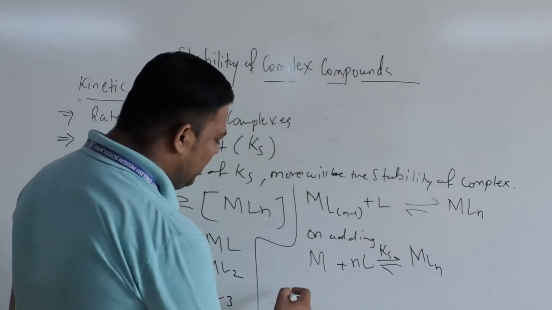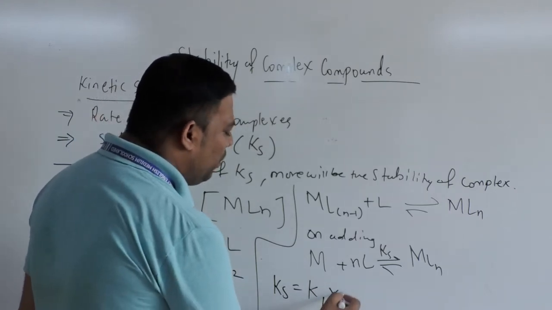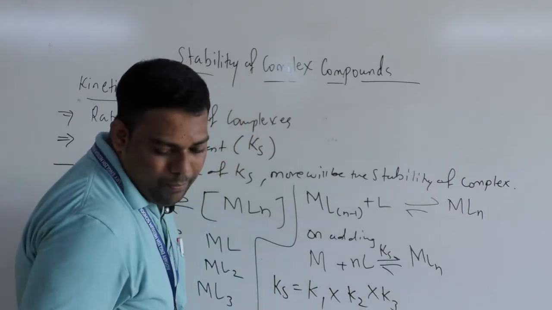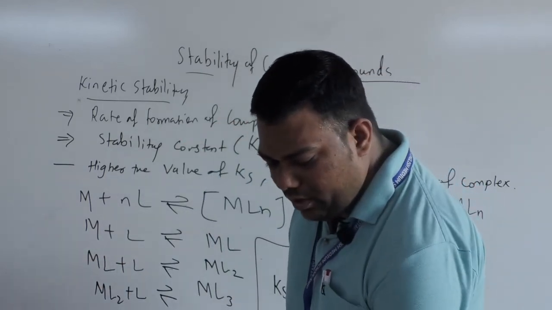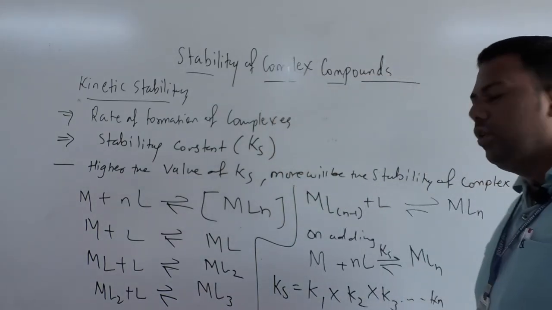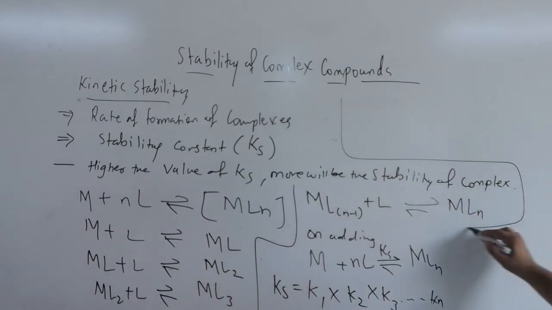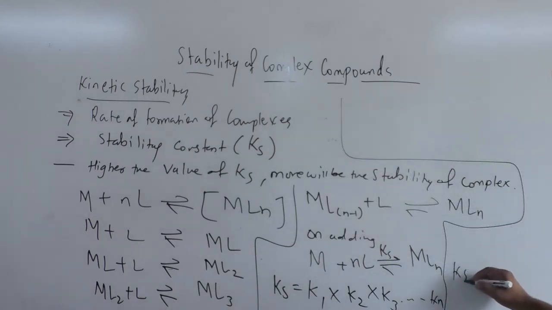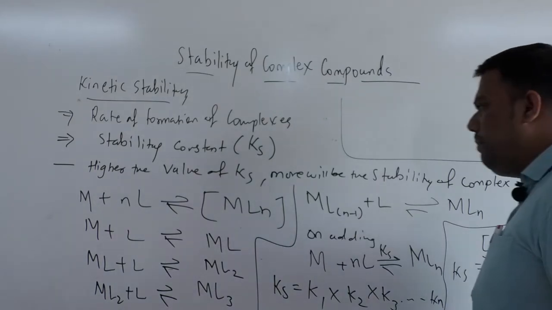So we can write Ks is equal to K1 into K2 into K3 up to Kn. On the basis of this, we can derive the formula for Ks: Ks is equal to the concentration of MLn divided by the concentration of M into the concentration of L to the power n. So these are the details regarding the stability constant.